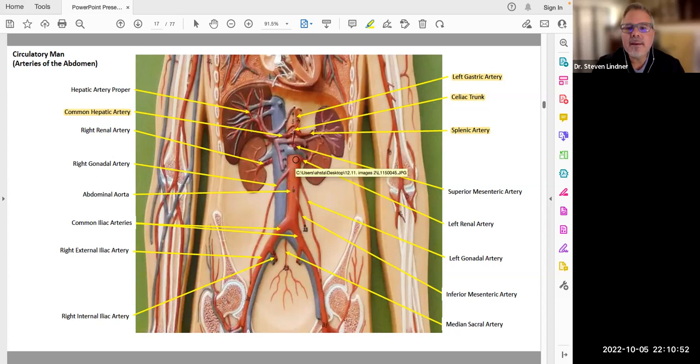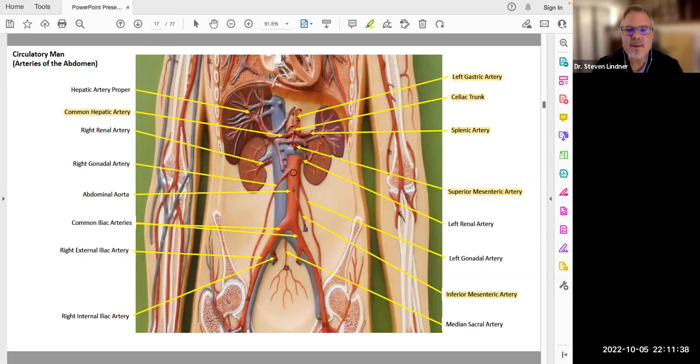Okay, then we continue down, and right here is a superior mesenteric artery, and then down a little bit further is the inferior mesenteric artery. Superior mesenteric is going to go to like the small intestines, the ascending colon or the right colic area, the right colic flexure or the hepatic flexure, and about half of the transverse colon. That's all superior mesenteric. And then the other half of the transverse colon, descending colon, sigmoid colon, that's going to be blood vessels coming off the inferior mesenteric.